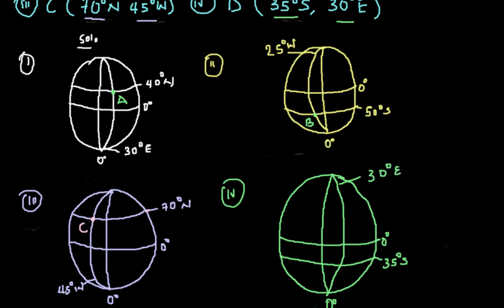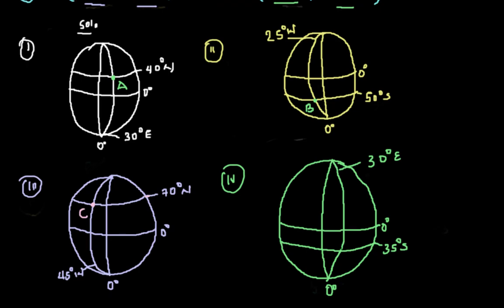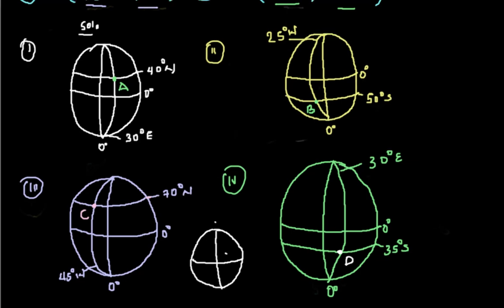The point where both lines meet would be point D. So this would be point D. I hope you understand. So don't forget, if we have the globe, and this is the equator, and this is the prime meridian, above the equator we have north, below the equator we have south, on the right of the prime meridian we have east, on the left of the prime meridian we have west. I hope you understand.